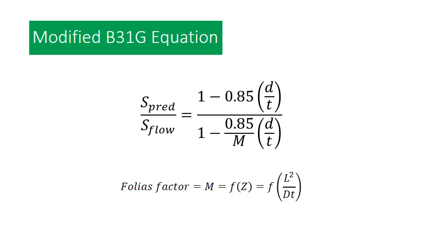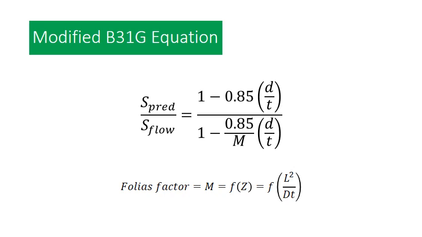So here's our modified B31G equation. Hopefully some of you have seen this before. We have a remaining strength on the left-hand side, which is defined as the predicted strength divided by the flow strength. And on the right-hand side, we have this monster fraction here, 1 minus 0.85 times d over t, where d over t is the corrosion flaw depth ratio with respect to wall thickness. And all of that is on top of 1 minus 0.85 over M times that same d over t. And if you've seen this equation before, you know that the M is the Folias factor.